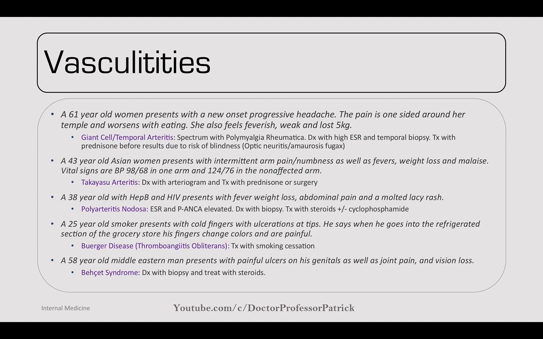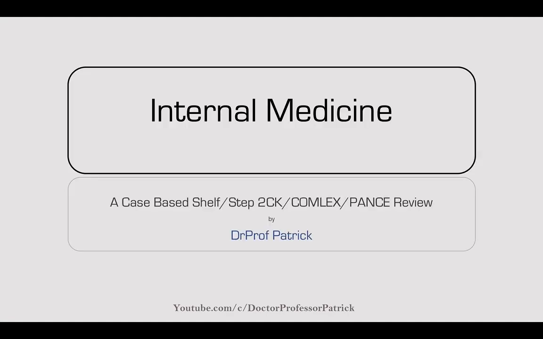And lastly, we've got a 58-year-old Middle Eastern man who presents with painful ulcers on his genitals, as well as joint pain and vision loss. And this is Behçet syndrome. You can get ulcers of any mucosal surface, and you want to diagnose this with biopsy and treat it aggressively with steroids. So that marks the end of the cardiac chapter.